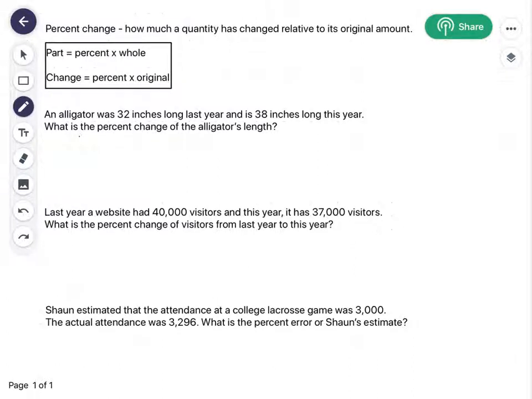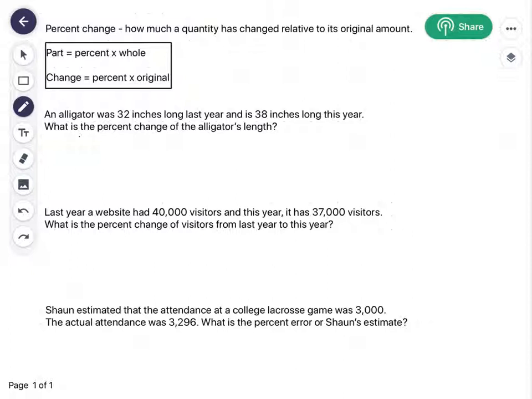Lesson 3.4 is about percent change, and percent change is how much a quantity has changed relative to its original amount. Or if you grew from 3'4" to 3'8", what percent of your height did you grow that year is what we're finding out. So we're still kind of using the same equation, part equals percent times whole, but we're changing what a couple of them are.